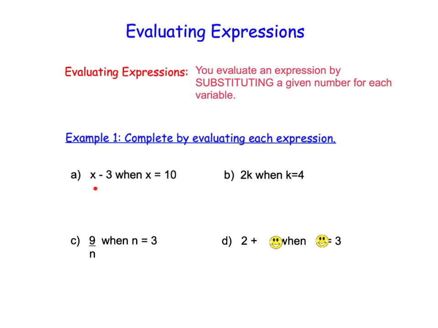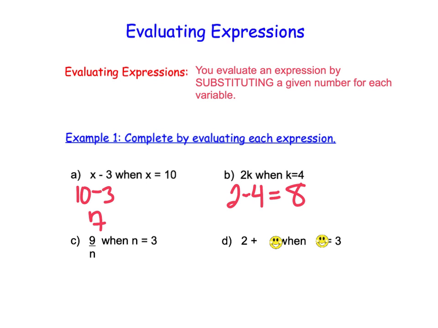So this says x minus 3, we're supposed to evaluate that when x equals 10. That simply means we rewrite the phrase by substituting in the 10 for x. And now we can simplify it, and that becomes 7. To evaluate letter B, it's 2 times k. So we replace the k with 4, and then we can simplify it into 8.